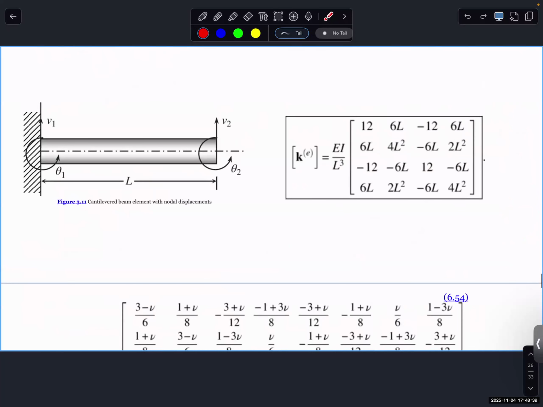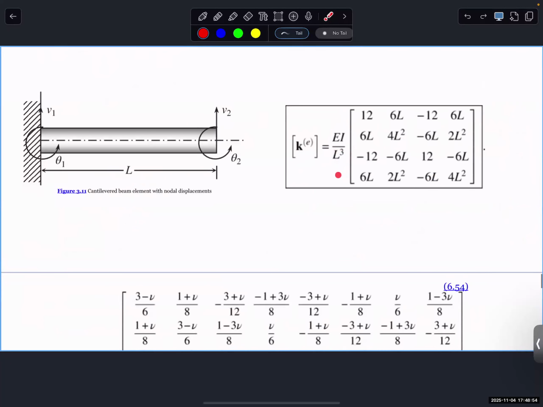Now let's move to the beam element. If we have a single beam element, this is the stiffness matrix. It depends on the Young's modulus, which depends on the material, on the moment of inertia, and on the length of the beam. So this is the stiffness matrix for one beam element.